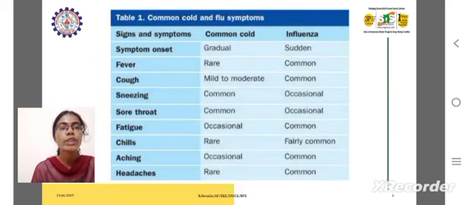So common cold and flu symptoms: onset is gradual to sudden. Fever is rare and common. Cough is mild to moderate. Sneezing is common. Sore throat is common. Fatigue is occasional, based on the strength of your body. Chills may be rare; it may vary with body types. Aching is occasional and headache is rare. Due to your health condition, based on your body, it may cause the flu symptoms. The most common symptom is cold.